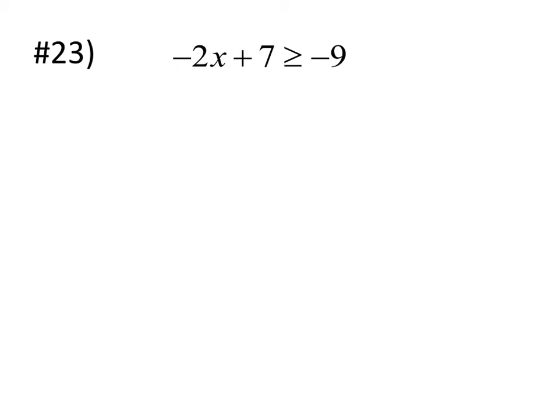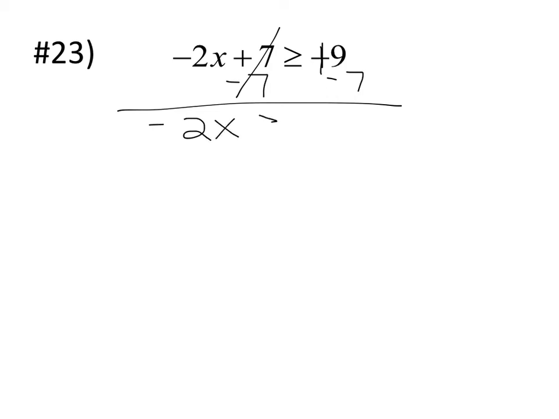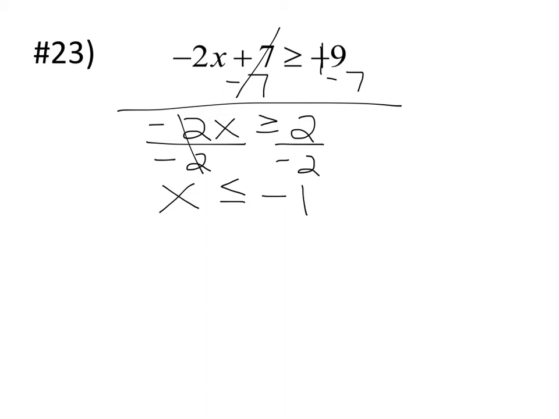Okay, number 23. This should actually be positive 9. So let's go ahead and fix that first. We're going to subtract 9 from both sides. I'm sorry, subtract 7 from both sides. That's going to give me negative 2x is greater than or equal to 2. Here we're going to divide by negative 2 on both sides. When you divide by a negative, you automatically flip the sign. So it was greater than or equal to, now it's less than or equal to. 2 divided by negative 2 is negative 1.